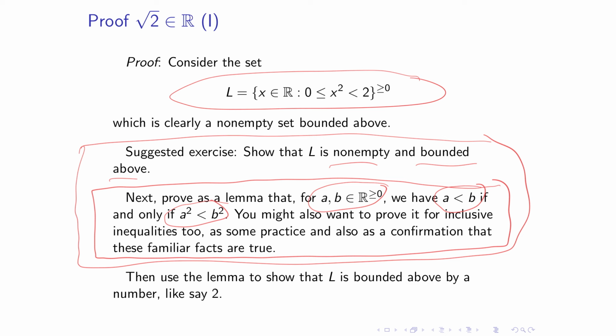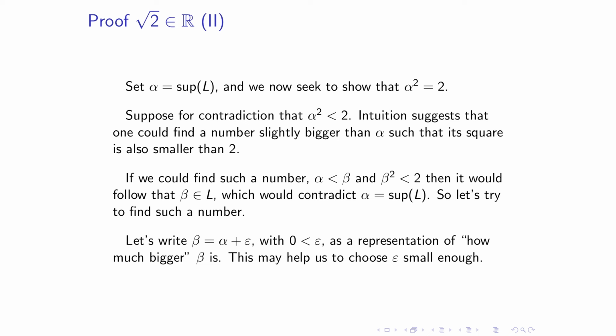Once you have all of that, then you can show that the set L is, for instance, bounded above by 2. Other numbers would also work, but 2 works. So moving on, and assuming that we now know that L is non-empty and bounded above, then we'll go ahead and set alpha equal to the supremum of L. And now we're going to try to show that alpha squared is equal to 2.